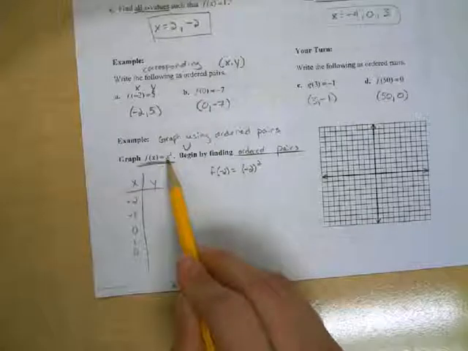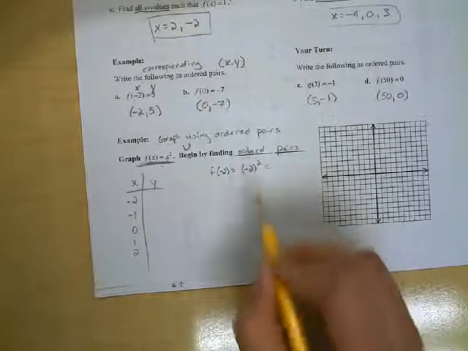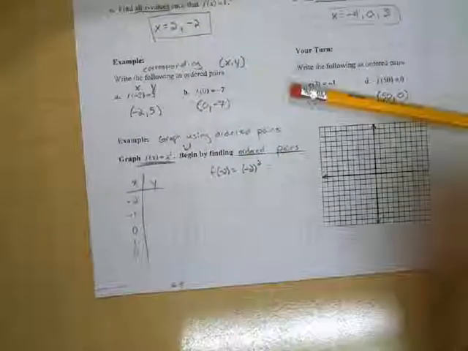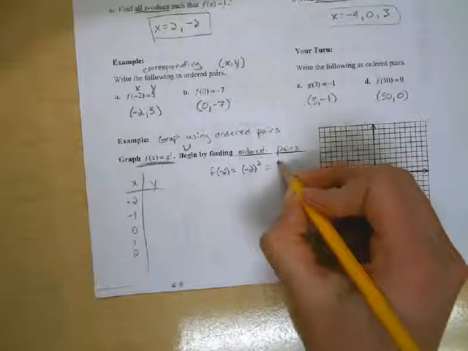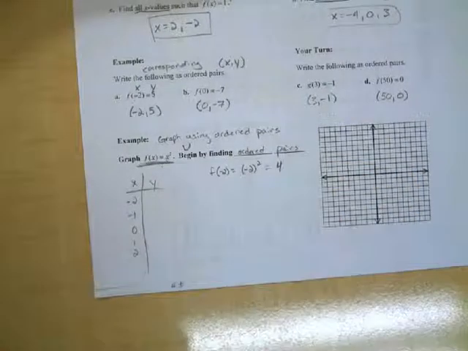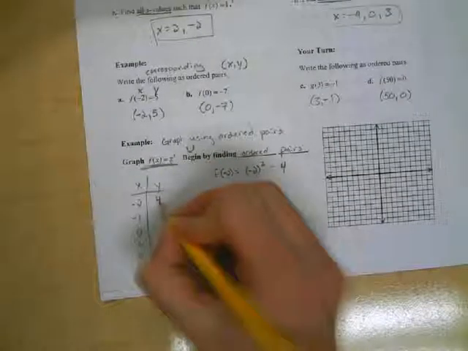Make sure you use parentheses. If you don't use your parentheses in the calculator, it's not going to give you the correct answer. It's going to say it's -4, when it should be -2 times -2 makes +4, because a negative times a negative makes a positive. Okay, so when x is -2, y is +4. Go through and do this for each one.